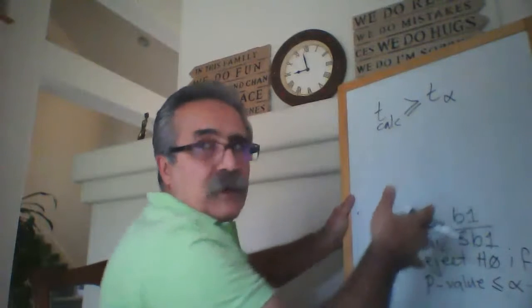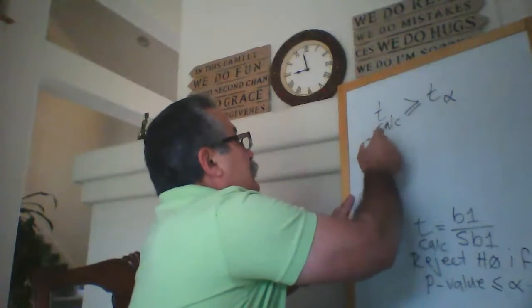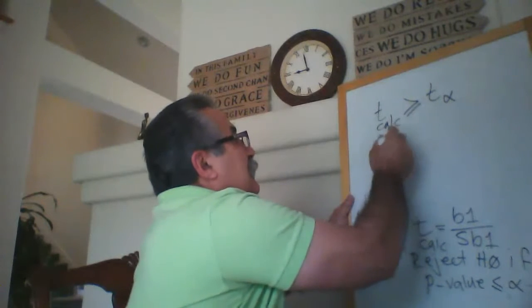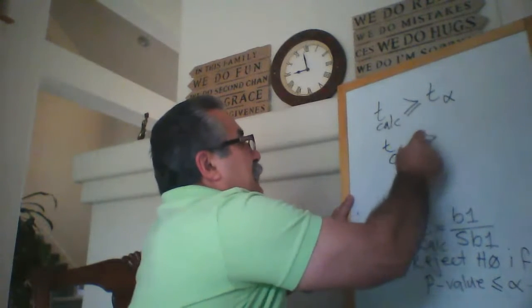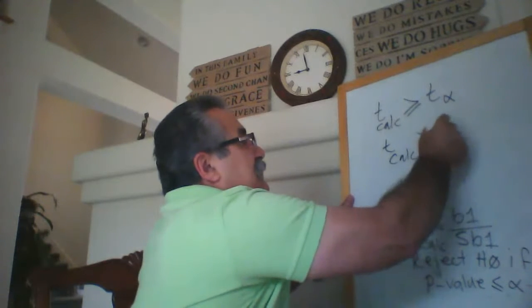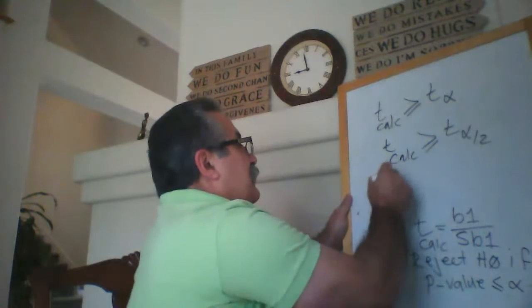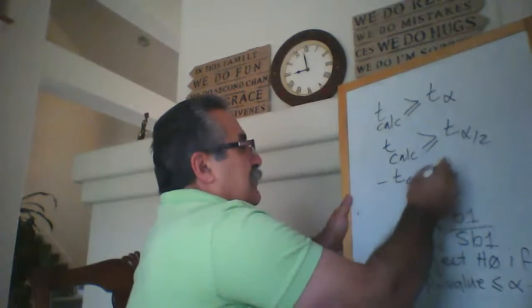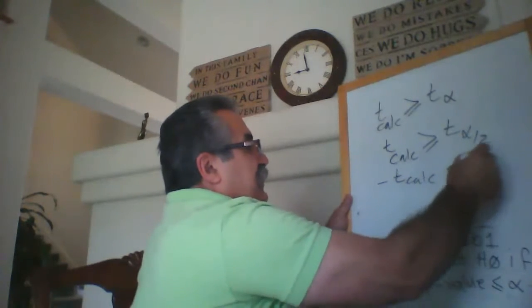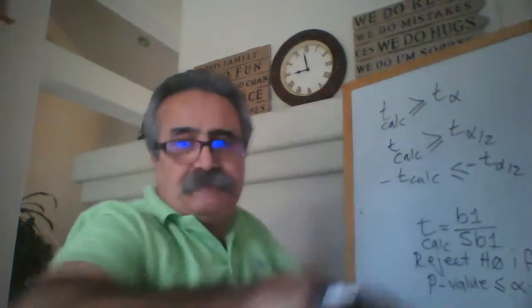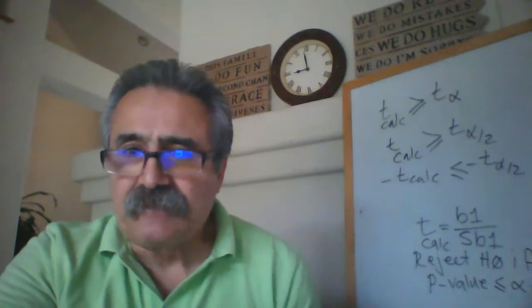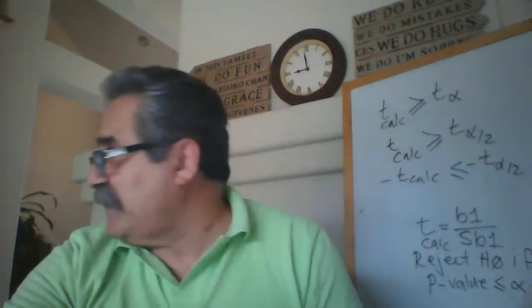For beta 1 not equal, we do t calc greater than or equal to t sub alpha over 2. And for negative, t calc less than or equal to negative t of alpha over 2. And these are on slide number 29. There is an example on slide number 29.